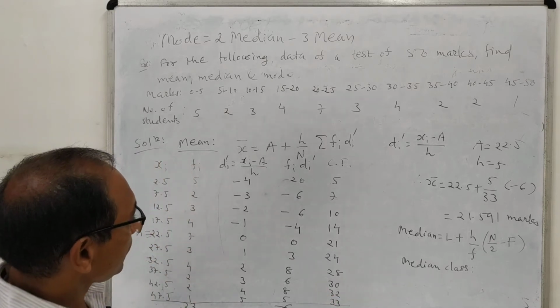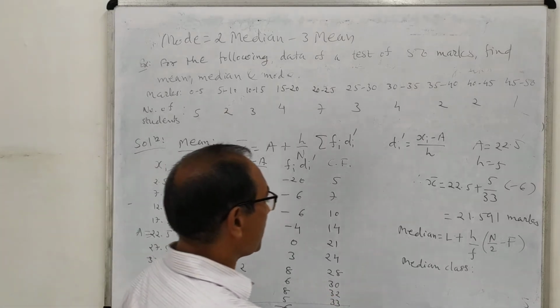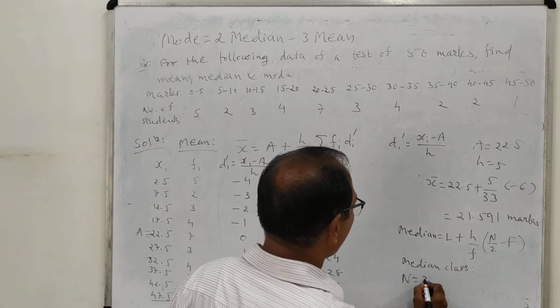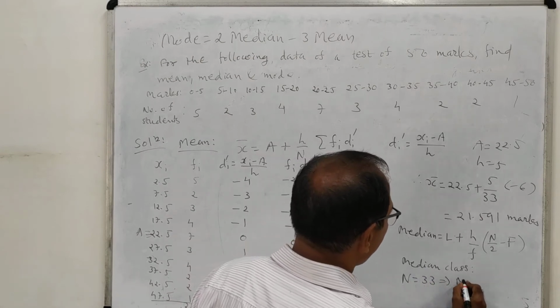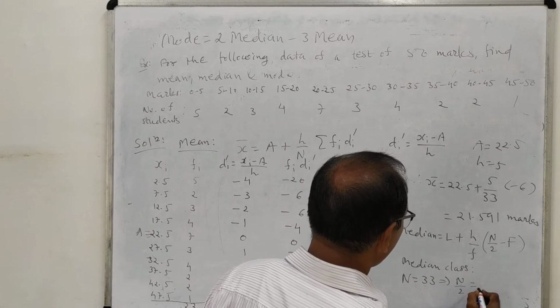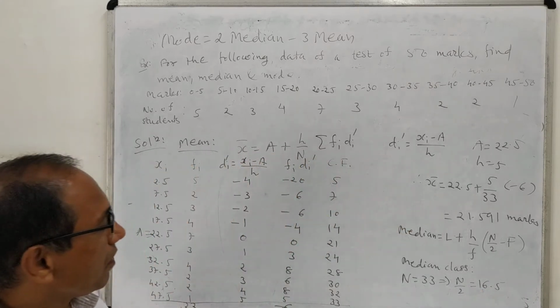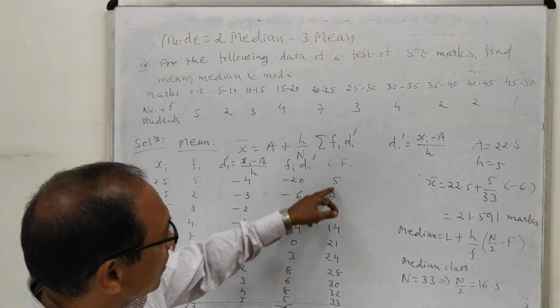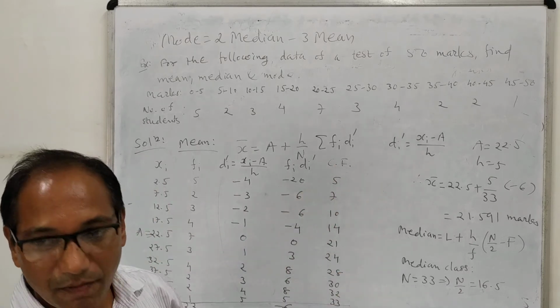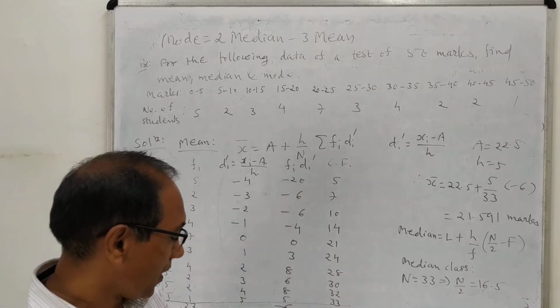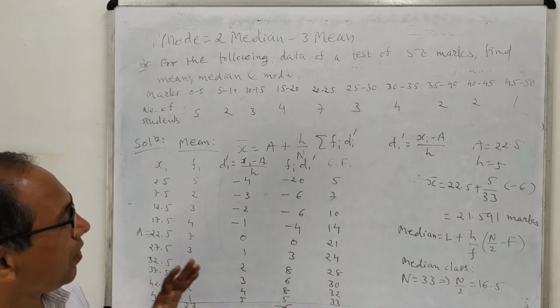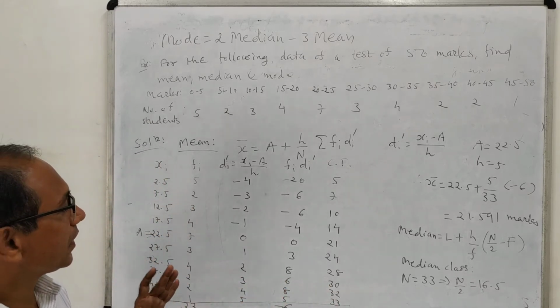So to find the median class, we have capital N equal to 33. This implies that capital N by 2 equals 16.5. Therefore we will find this value in the cumulative frequency column. We have earlier seen how to find the median, and that's why you will have no problem in finding the median class.